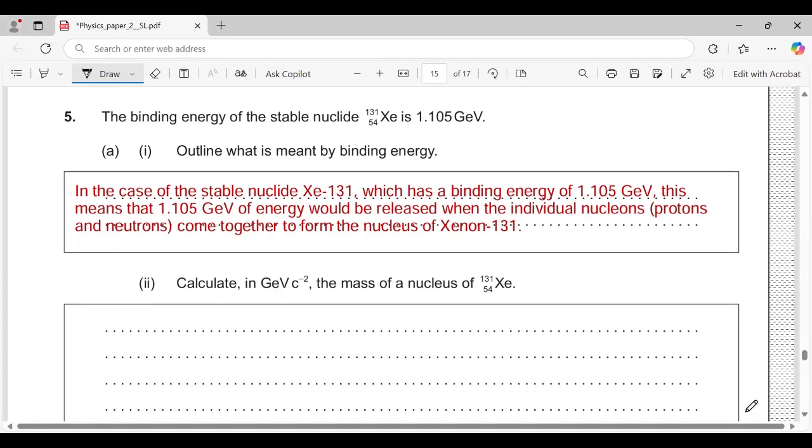Okay, so I will use the rule that binding energy equals mass of separate nucleons minus mass of nucleus.